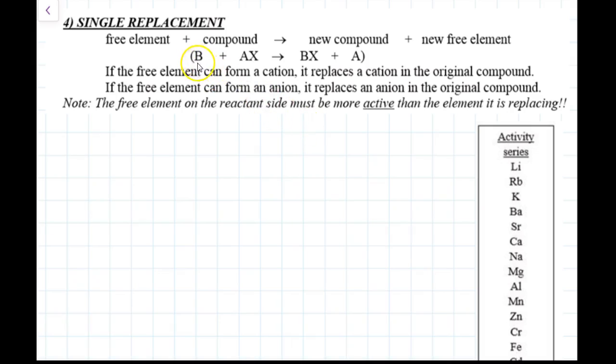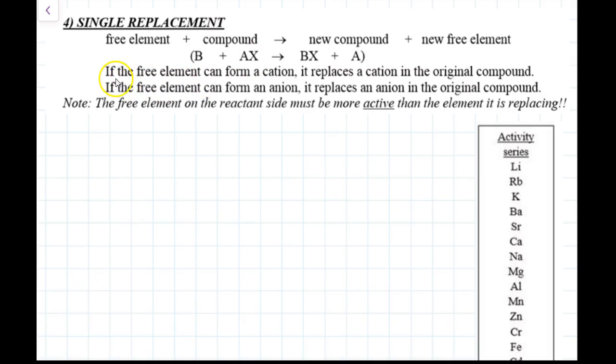So for example, B is our hypothetical element that's by itself, in other words the free element, and then this would be a compound, and that's pretty much always going to be an ionic compound, so you would have a positive ion and a negative ion. And so depending on what B is, whether it's a metal or a nonmetal, that's going to determine which of these two, in this case A or X, it's going to try to replace.